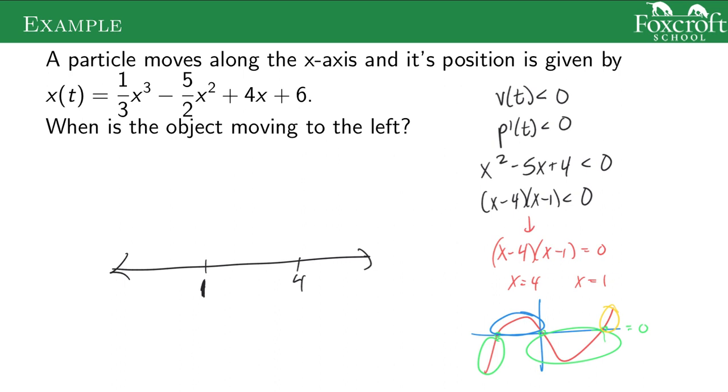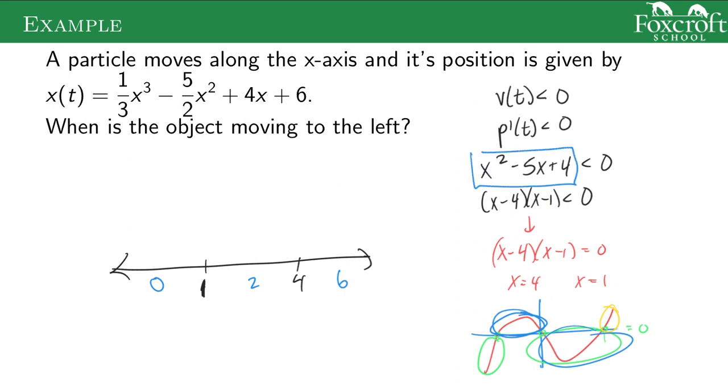So this is called using test points. I'm going to pick a test point in each of these regions. So 0 is in this region, 2 is in this region, and 6 is in this region. And for each of these regions, I want to know, is my velocity positive, like up here, or is it negative, like down there? So I'm going to plug these into my velocity, which is here.